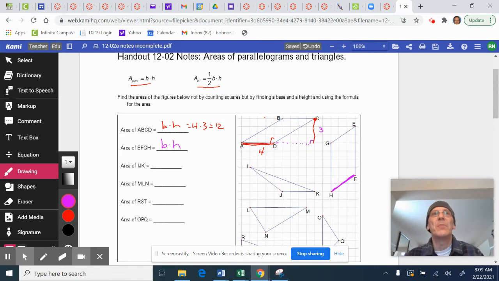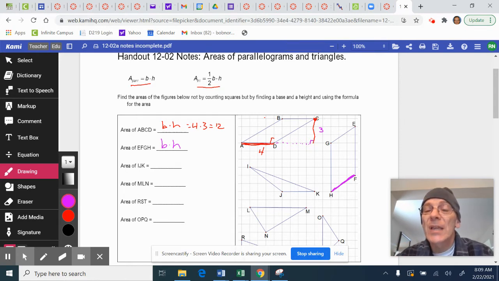A base, by the way, students tend to think of that word base as synonymous with bottom. A base does not necessarily mean bottom in geometry, okay? It doesn't have to be at the bottom. A base does not have to be a horizontal side, okay?